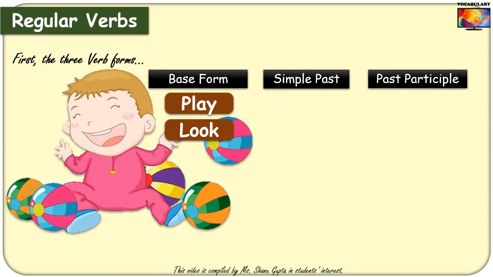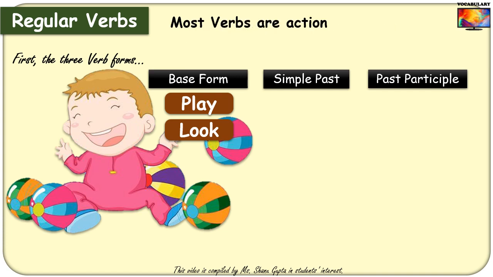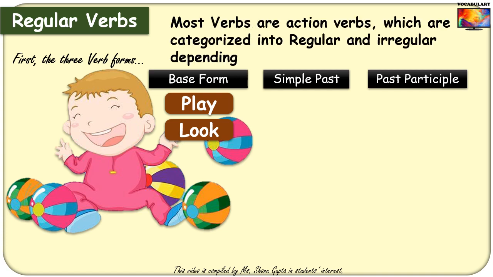Well, any English sentence is incomplete without a verb. That we have heard. Most verbs are action verbs that denote some kind of an activity, and these action verbs are categorized into regular and irregular depending on their verb forms. For any verb, there are three important verb forms that help us convey the tenses, mood, voice, and other aspects suitably. They are a base form, which is also called a plain infinitive. Then there is a simple past form and past participle form.